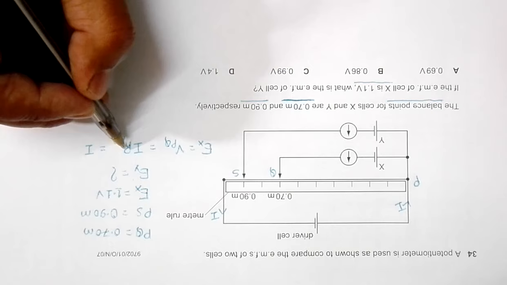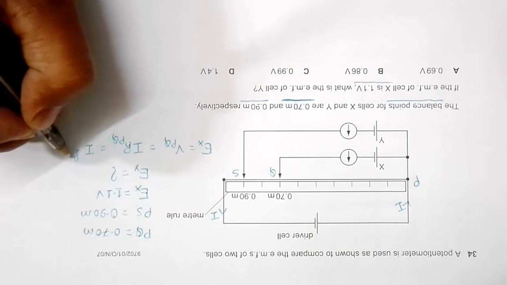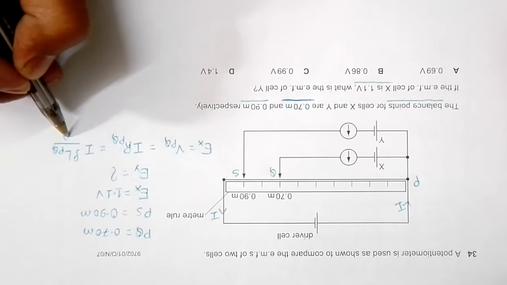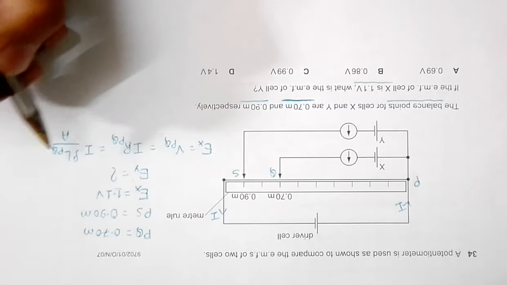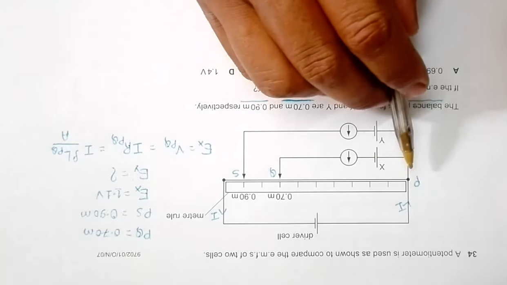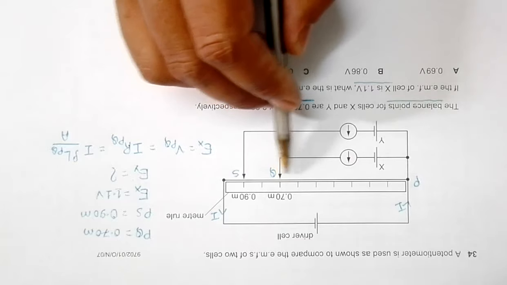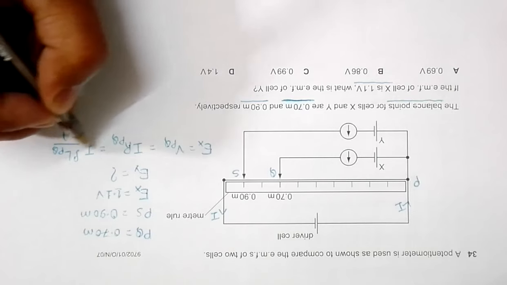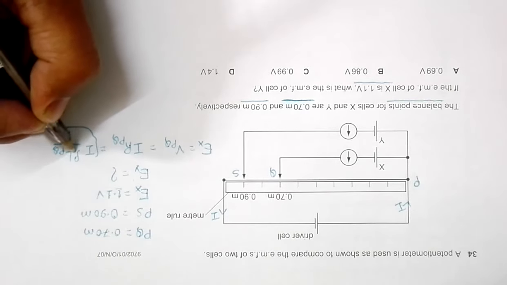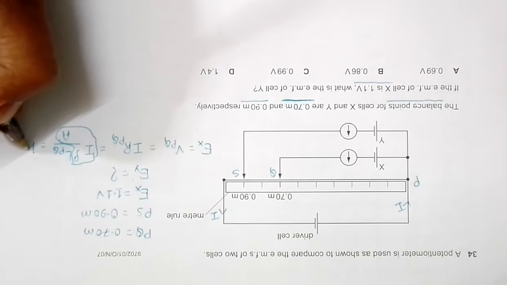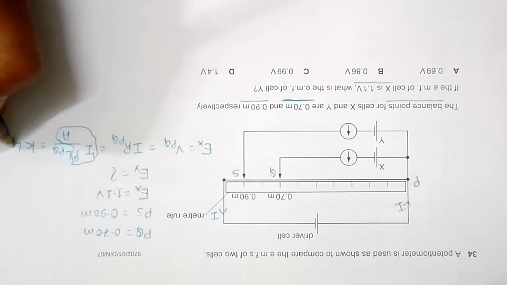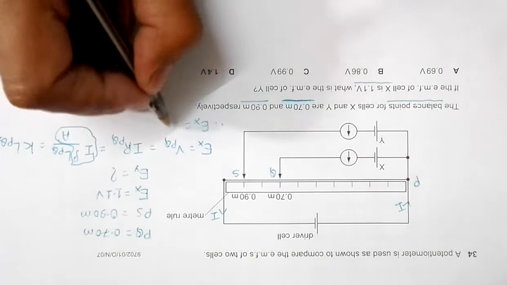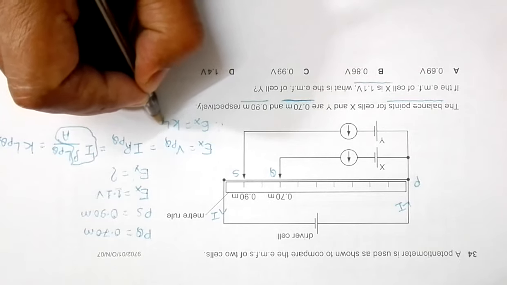So I'll change this R is equal to rho LPQ divided by A, where rho is the resistivity of the wire being used here, L is the length of this segment PQ, and A is the cross section of the wire. I can take this thing as constant, it is K into LPQ. So therefore I can say EX is equal to some constant K LPQ.